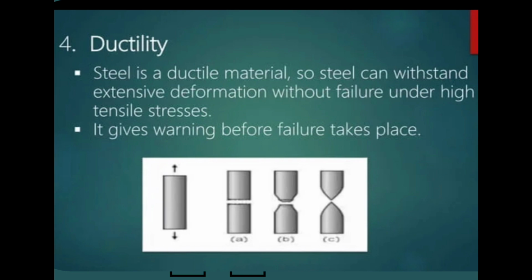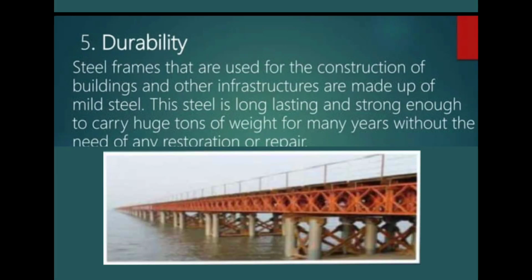Next one is ductility. Steel is a ductile material, so steel can withstand extensive deformation without failure under high tensile stresses. It gives warning before failure takes place. Fifth one is durability. Steel frames that are used for the construction of buildings and other infrastructure are made up of mild steel. The steel is very lasting and strong enough to carry huge tons of weight for many years without the need for any restoration or repair.